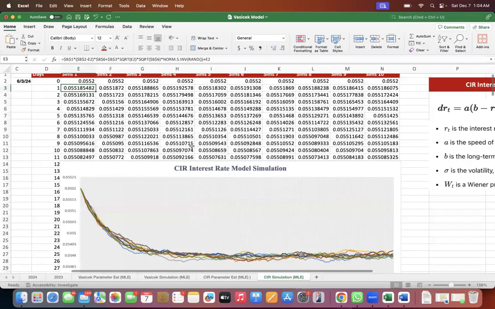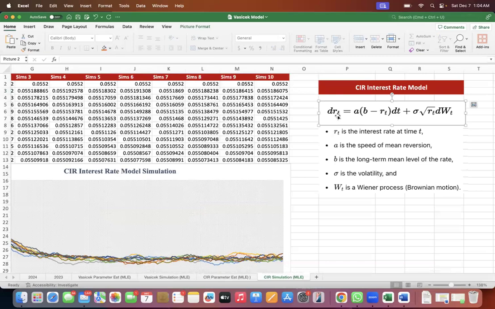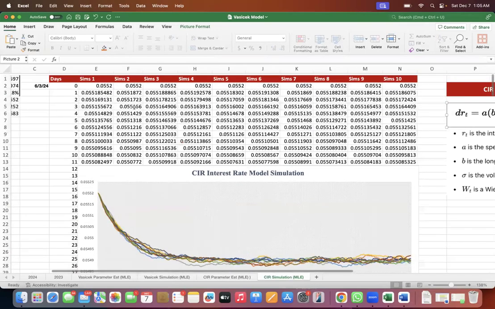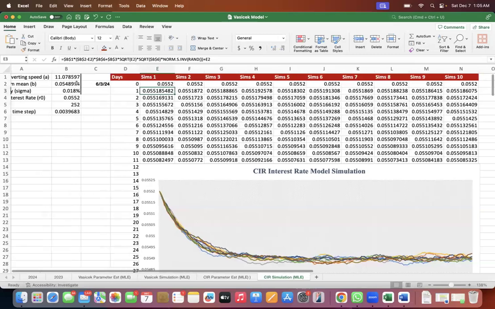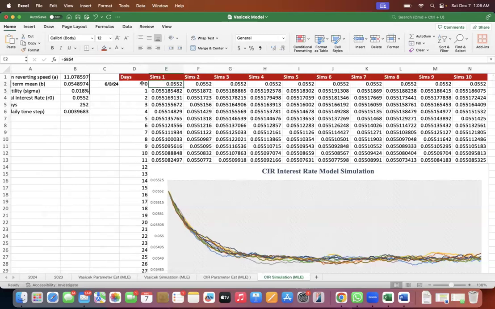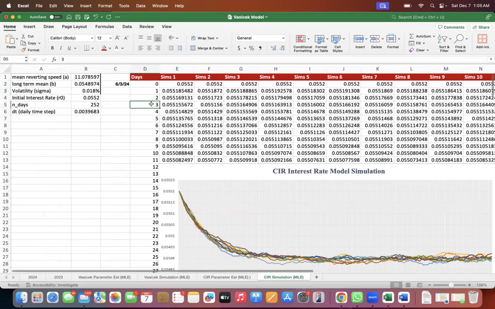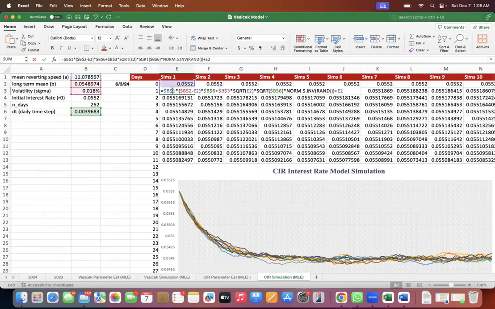Why do I do so? Because if you see what is dRt, dRt is nothing but the change in interest rate. Now when I add the previous day interest rate with the change in interest rate, that will give me today's interest rate, right? Or let's say at t equal to 0, I have this value. If I calculate the dR term here, and then add this component, that will give me the interest rate at day 1, right? So let's see how the simulation is done so that it's easy for all of you to understand.